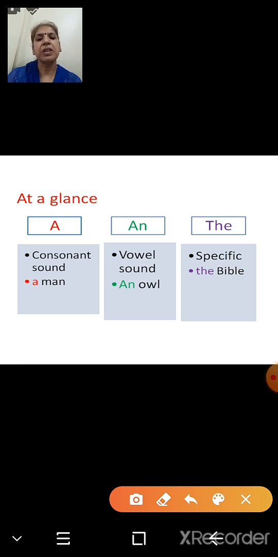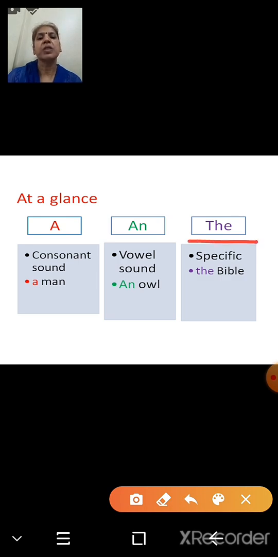Now A is used with a consonant sound. For example, a man, a bag, a fan. So with the consonant sound. If it is unit, we say a unit. Now an is used before a vowel sound. Like an owl, an egg, an umbrella. So an is used.